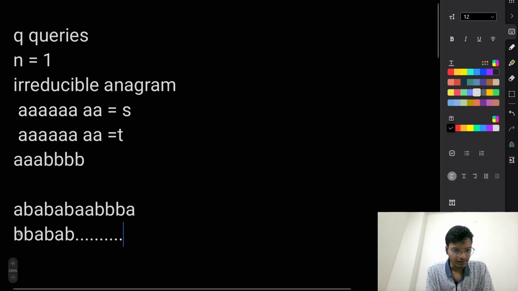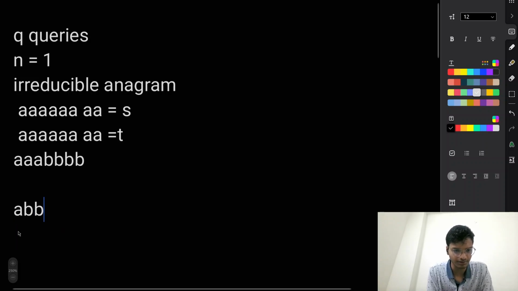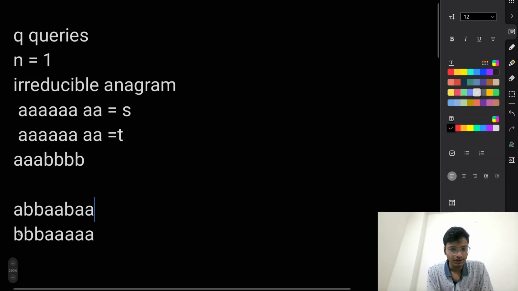Okay, wait a second, I think we should take a smaller example. It would be easier to tell. So for this one, if I put B, then I cannot put A at all. I should go with B since the frequency of B is 3. Then I can go with A. Then we are only left with A, and A.